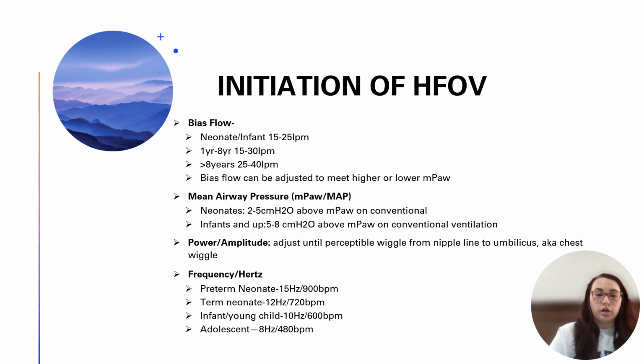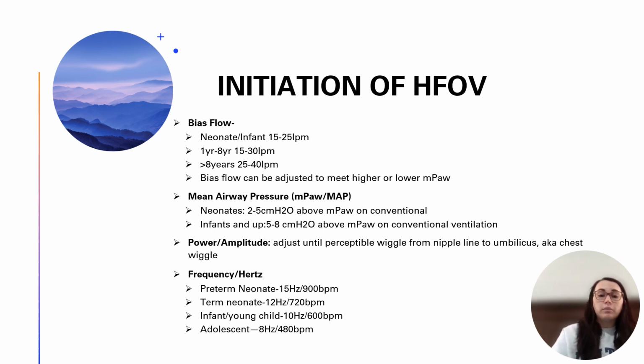When you're looking at starting on the mean airway pressure, where do you start? If they are already on conventional ventilation with a neonate, you're going to look at 2 to 5 centimeters of water pressure above their mean airway pressure on conventional ventilation. And for an infant up to an adult, you're going to look at probably 5 to 8 centimeters of water pressure above where their mean airway pressure is on conventional.